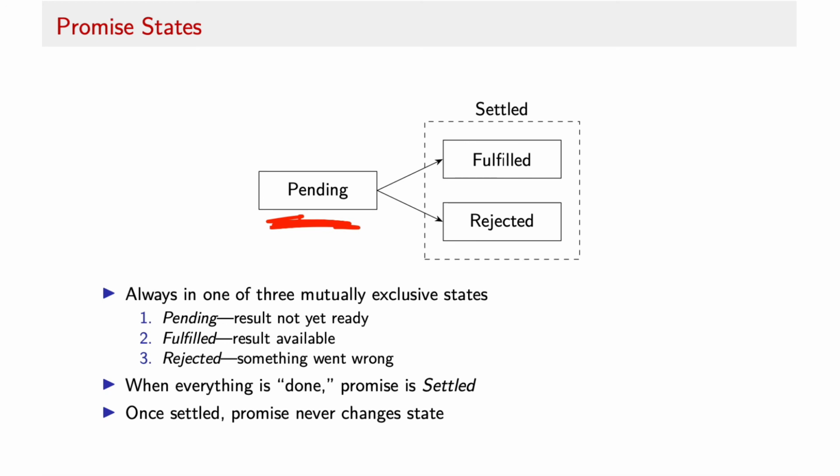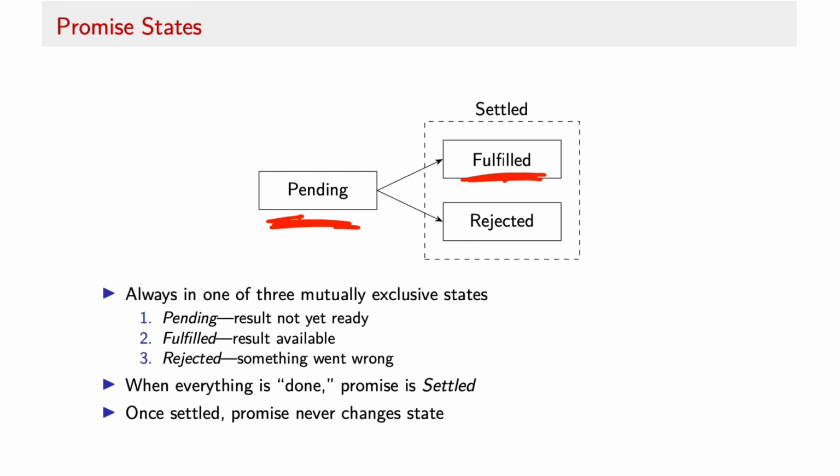After being in the pending state for a while, the promise is going to transition to one of two states. Either the fulfilled state, which would be the case if the promise worked successfully, or if the underlying asynchronous operation worked successfully. Or in the fast food analogy, it's when you actually got the tray with your meal on it.